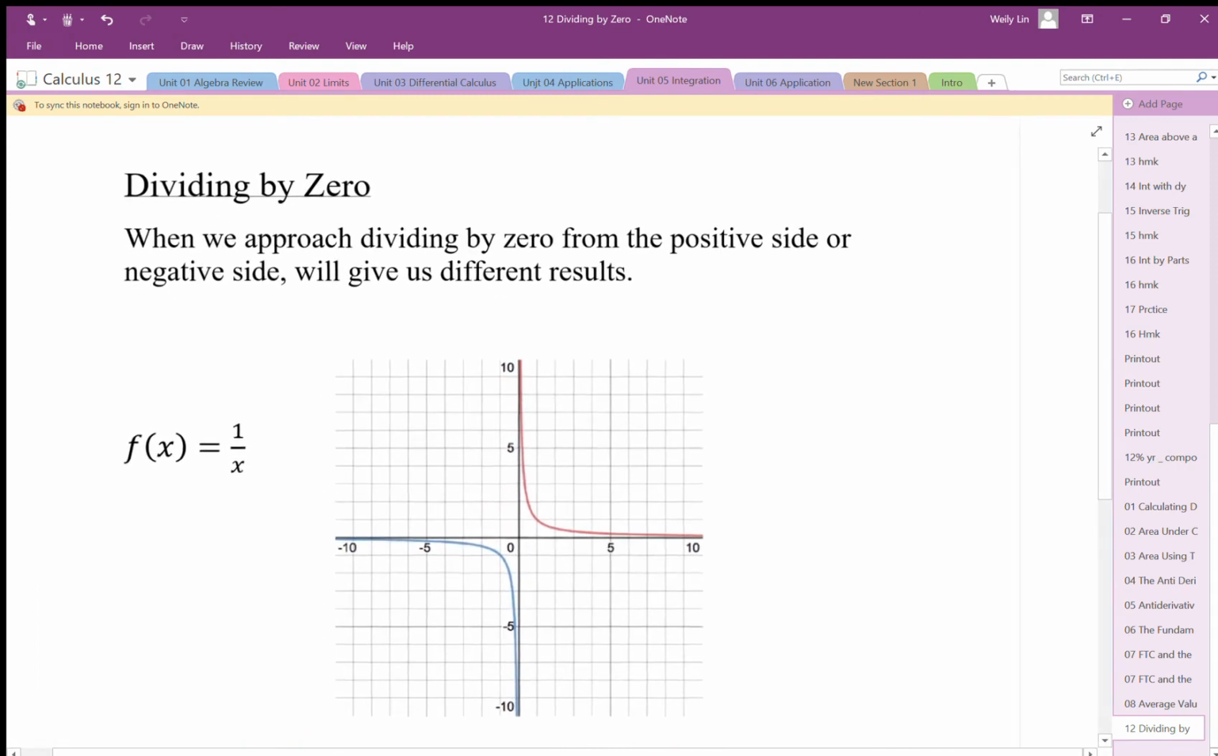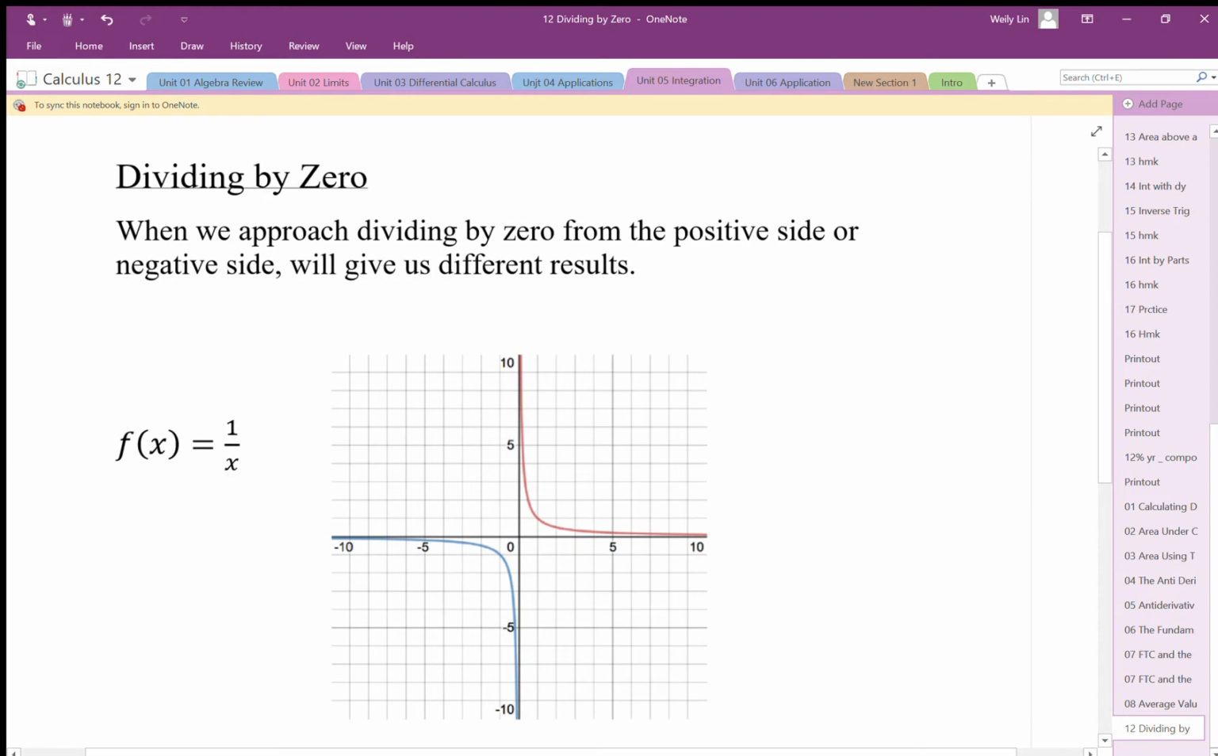So one of the things we have to be careful of in calculus is dividing by zero. We know that if we divide by zero, the limit as x goes to 0 of 1 over x does not exist.